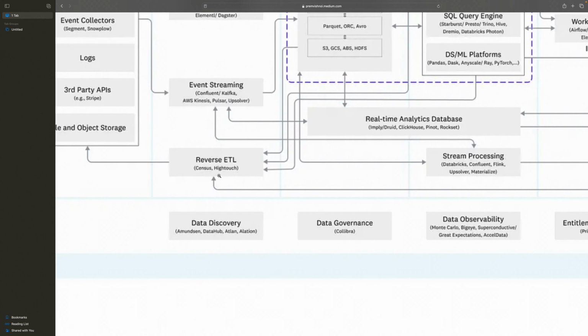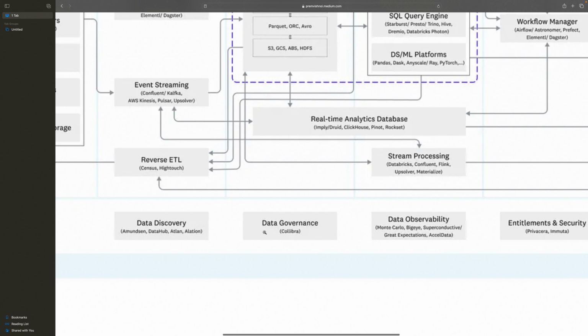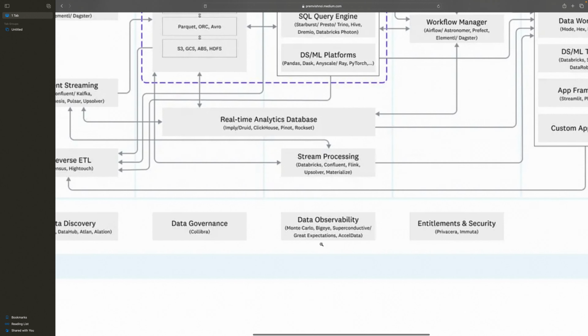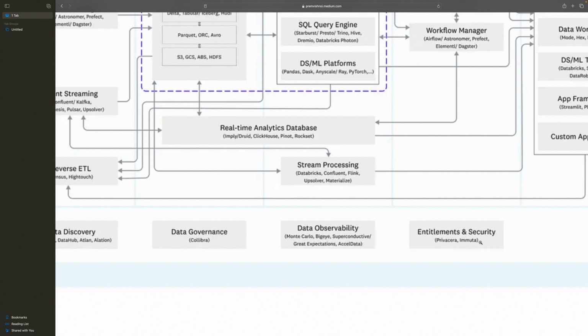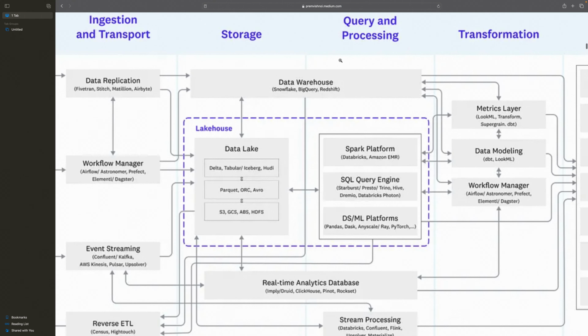And for ETL, Hightouch and Census, and for data discovery they use DataHub, which we also use at LinkedIn and Atlassian. And for data governance, Collibra, and they use data observability, and also different things like Great Expectations, and various entitlement and security tools. We also use immutability. So this is the previous architecture, and then this is the whole data warehouse.